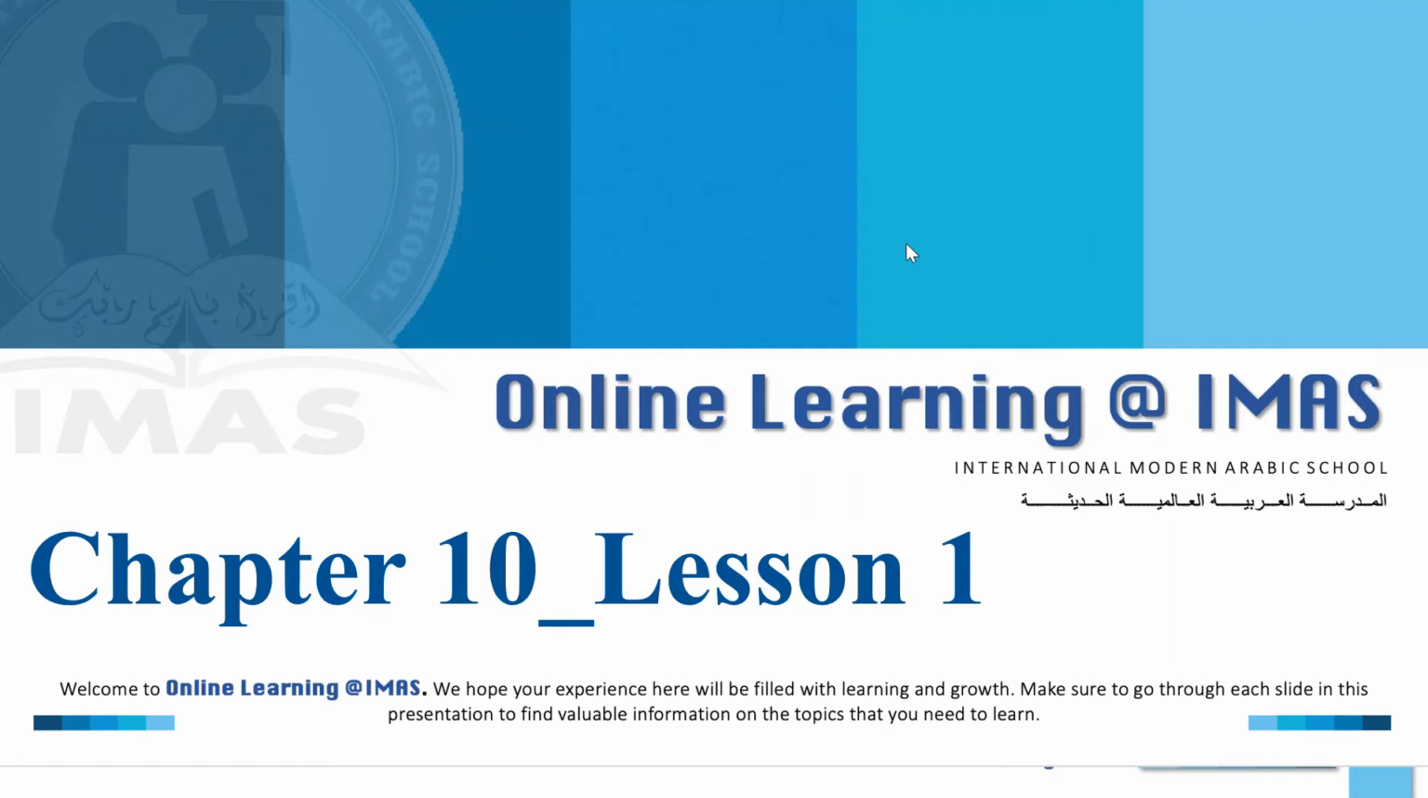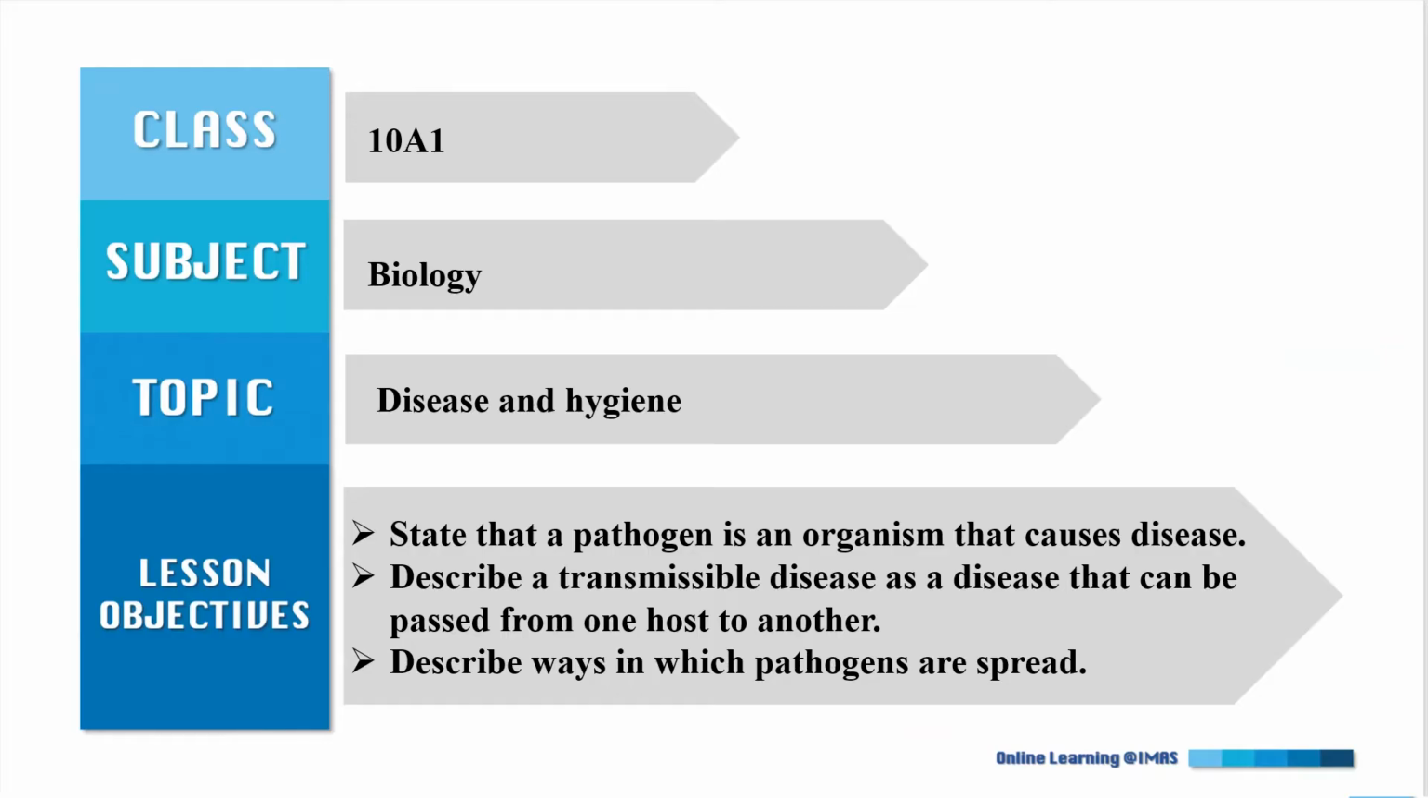Everybody is doing well. Okay, so we are going to start a new chapter, which is chapter 10. In this lesson, we are going to talk more about disease and hygiene. We will see some examples of pathogens and how diseases can be transmissible from one person to another, or from one host to another. And we will describe some ways in which these pathogens are spread.